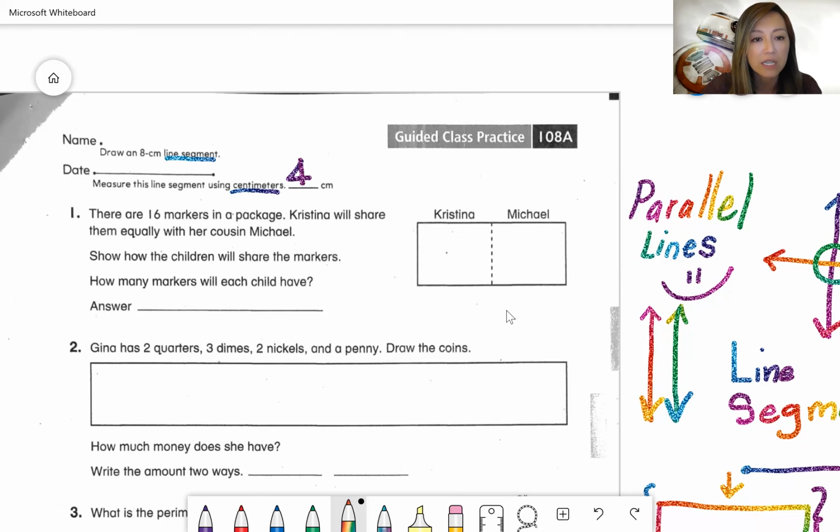Number 1, there are 16 markers in a package. Christina will share them equally with her cousin Michael. Show how the children will share the markers. Christina and Michael, you have 2 boxes to your right. You guys already know how to do this. How many markers will each child have?